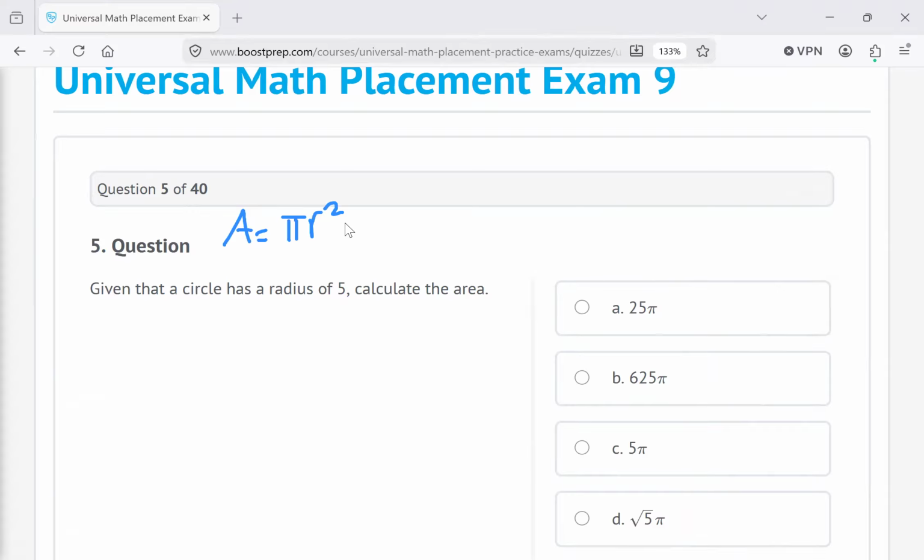So you just fill in the blanks. It's pi, and then they tell us the radius is 5, so it's going to be 5, and then square that. That's going to be pi, and then 5 squared is 25. Okay, so that's letter A, 25 pi.